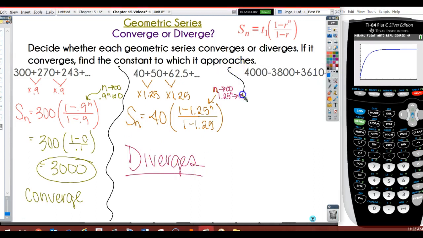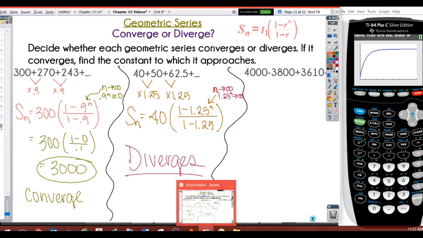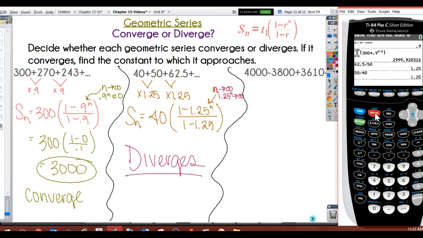So let's look at this last one. We haven't seen a ton like this, but you can see that our terms are going from positive to negative. So that tells me that my ratio is negative. So I could take 3610 divided by 3800, and I end up getting 0.95, negative 3800 divided by 4,000, and I also get 0.95, but this time negative.